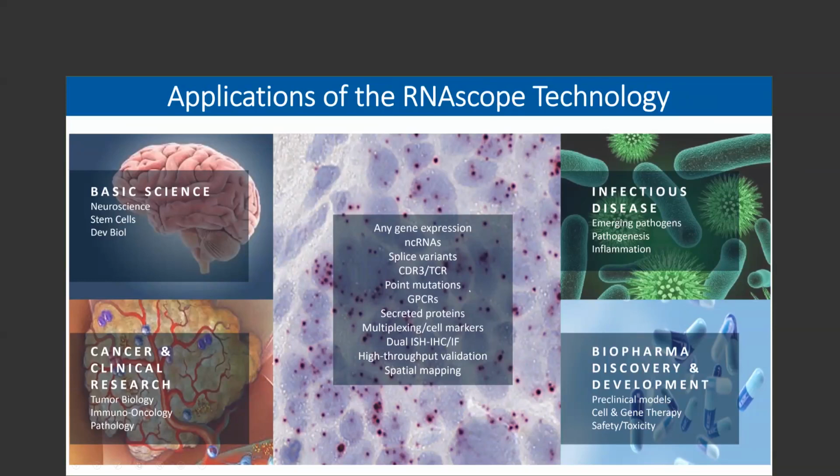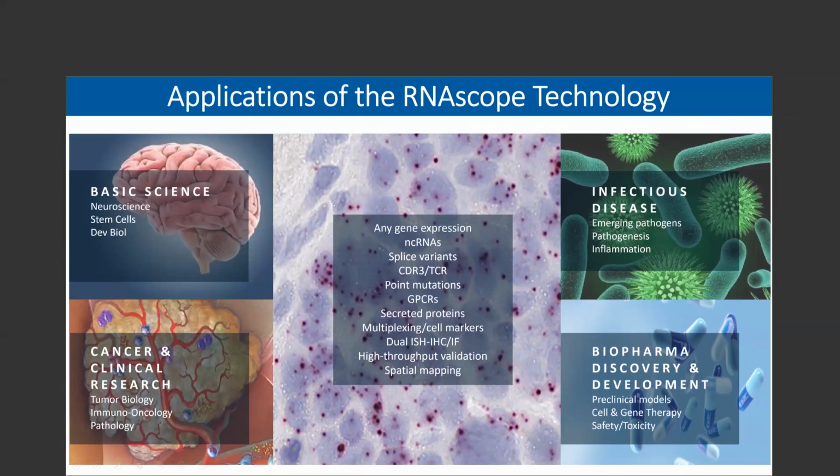It allows you to visualize RNA and protein simultaneously using the DualISH IHC workflow. This technology also allows you to validate single-cell RNA sequencing data and spatially map your gene expression. Because of the wide range of targets that can be detected using this technology, it has been widely used in different research areas.